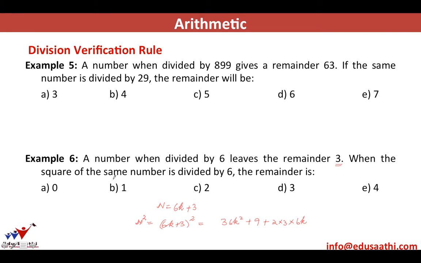When the square of the same number is divided by 6, then the remainder is? So I divide this number with 6. Now if I look, 36 is already a multiple of 6, so the remainder would be 0. I can just remove this out. Again, this number is a multiple of 6, so the remainder would be 0. The remainder that I would get would only be from this case: 9 when divided by 6 gives a remainder of 3.